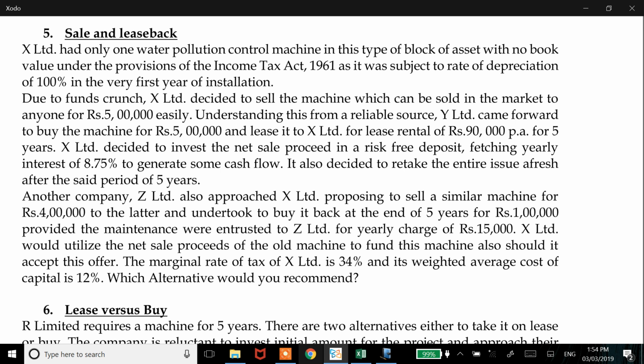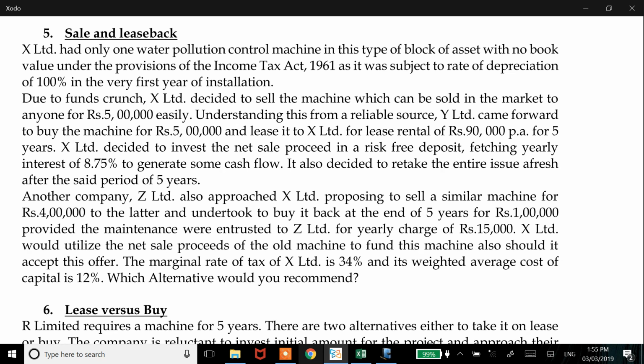X Limited had only one water pollution control machine in this type of block of asset with no book value under the provisions of income tax, as it was subject to a rate of depreciation of 100%. Due to a funds crunch, X Limited decided to sell the machine, which can be sold in the market to anyone for 5 lakhs easily. Understanding this from a reliable source, Y Limited came forward to buy the machine for 5 lakh and lease it back to X Limited for a rental of 90,000. X Limited decided to invest the net sale proceeds in a risk-free deposit, fetching yearly interest. It is also decided to retake the entire issue afresh after the set period of 5 years.